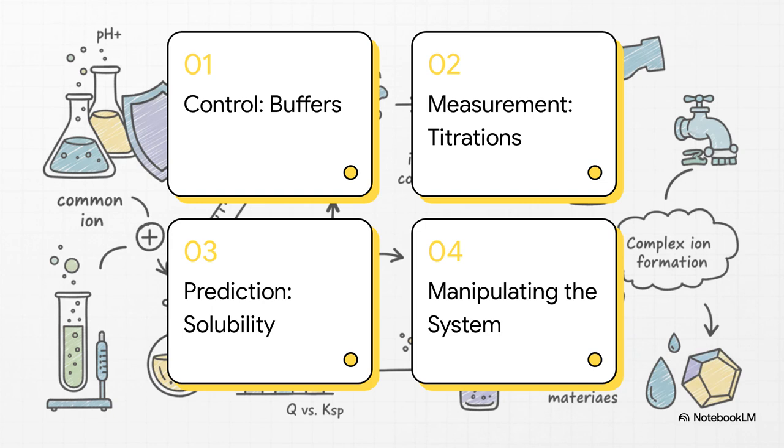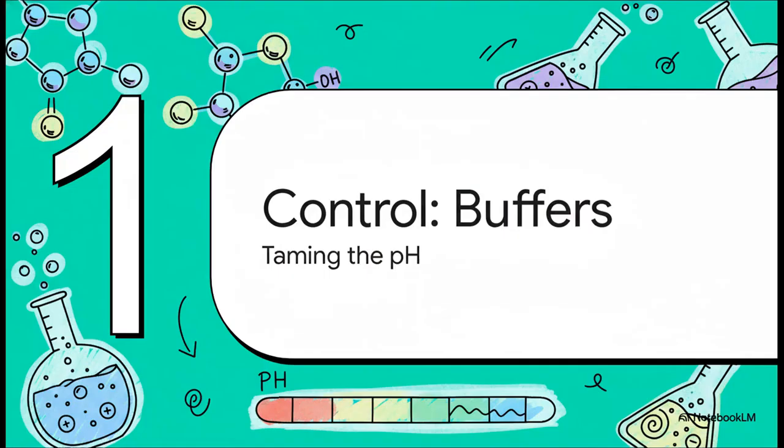So, here's our game plan. We're going to build this toolkit together, piece by piece. First up, we'll grab our tool for control. That's buffers. Then, we'll add the tool for measurement, which are titrations. After that, we get our crystal ball for prediction, solubility. And finally, we'll see how to put it all together to actually manipulate a chemical system. Okay, let's get into it with our very first tool.